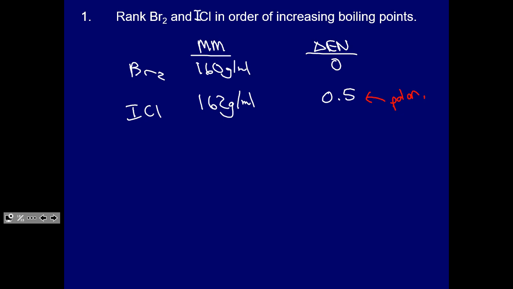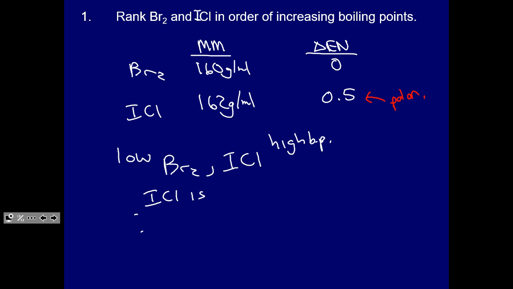Okay, so if I'm ranking in increasing boiling point, low would be Br2, and then ICl, high boiling point, BP, and it's due to the fact that ICl is polar and therefore will have dipole-dipole forces.